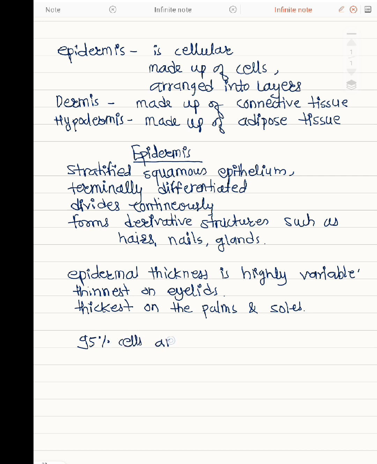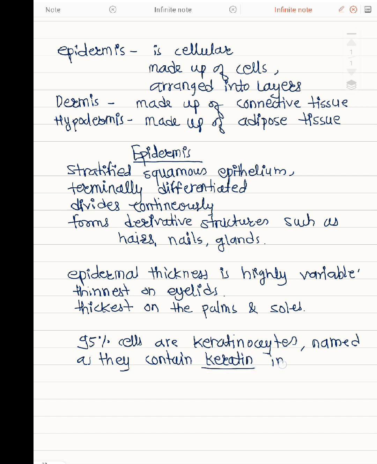95% of the epithelial cells are keratinocytes. They are named so as they contain keratin inside them. Other cells are melanocytes, Langerhans cells, Merkel cells.